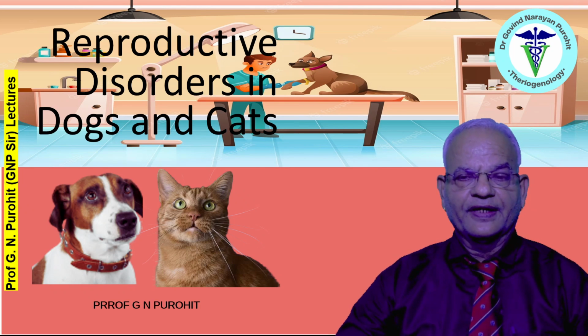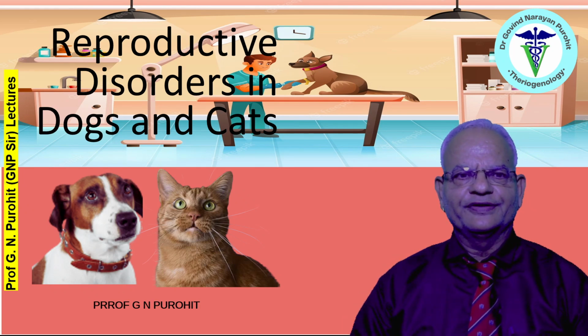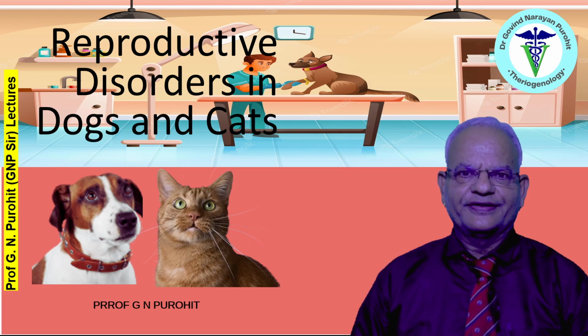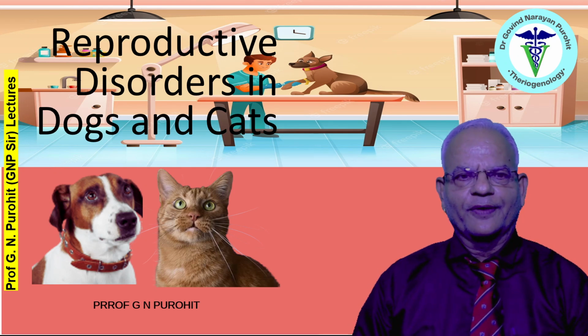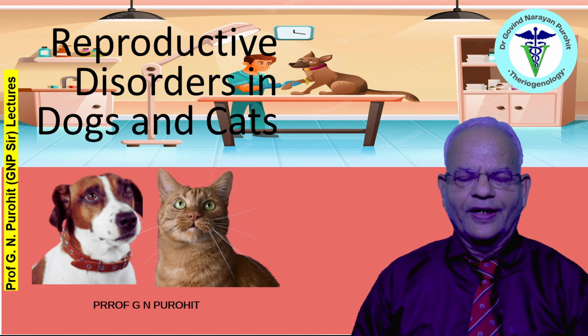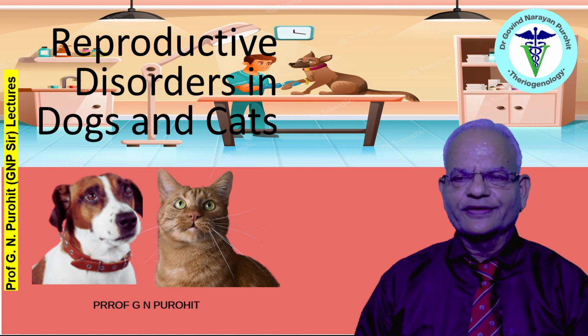Canine owners frequently face some problems in reproduction, and similarly, the cat owners face some or other reproductive problem with their cats. So let us discuss the reproductive disorders in the dog and cat.